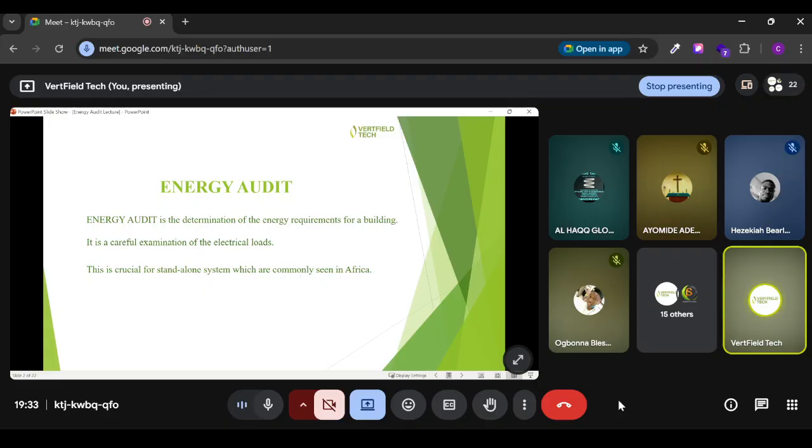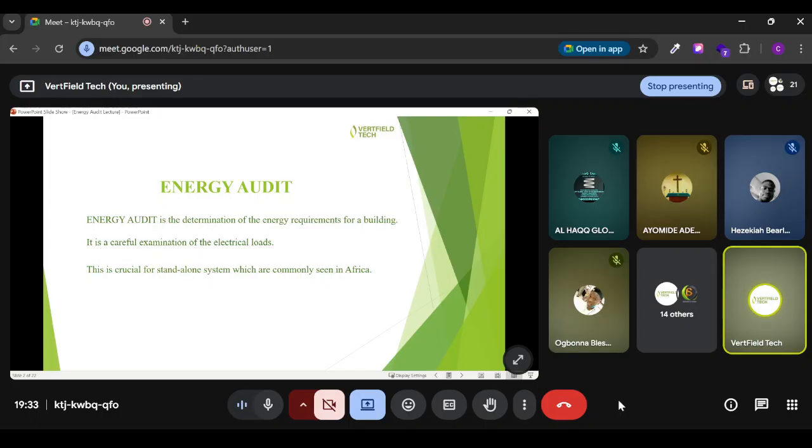It simply means that for you to carry out an energy audit, you need to get the energy need of the facility, and for you to get the energy need of your facility, you need to know the various loads in terms of appliances that are in that facility that you intend to power up using a solar system. When we say loads or appliances, they are the same thing.